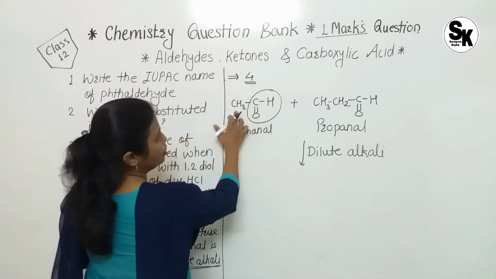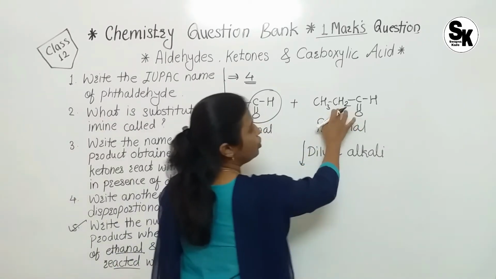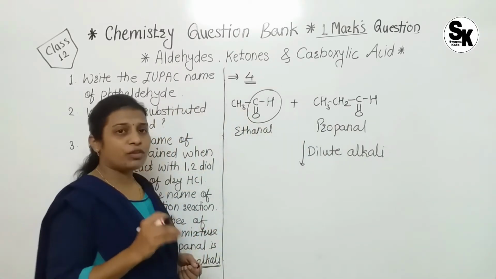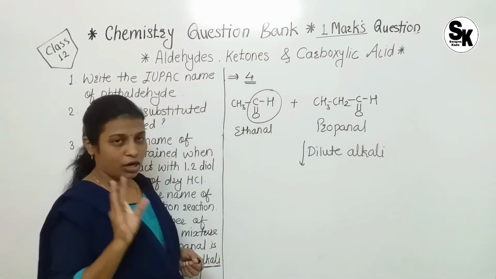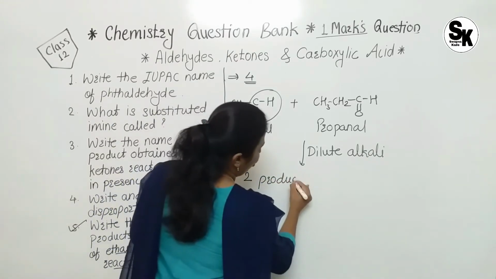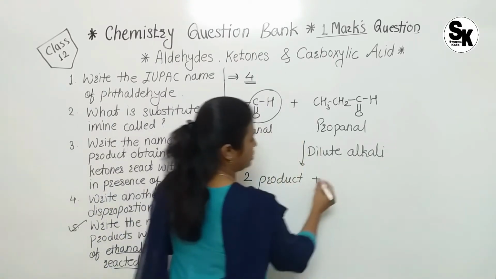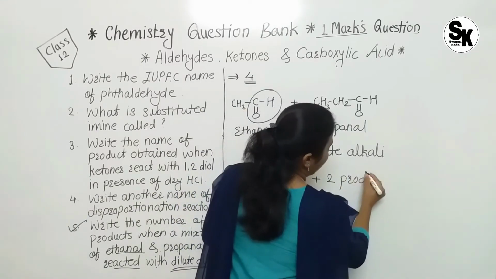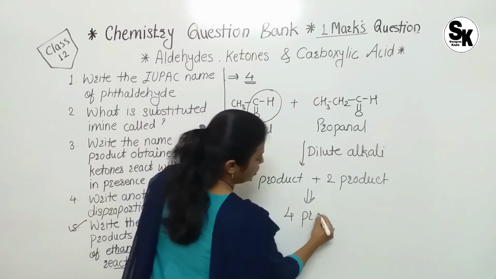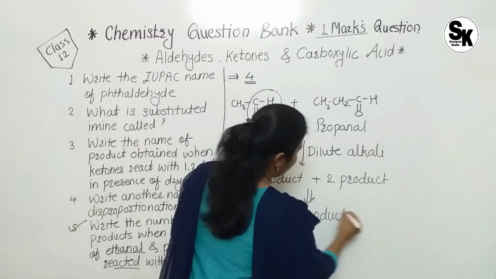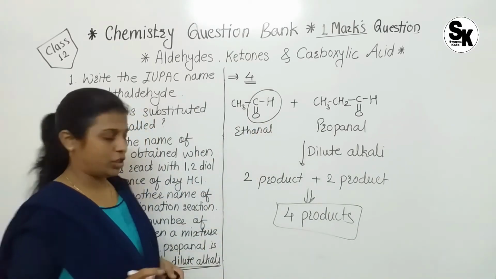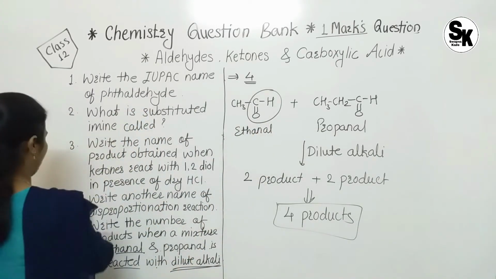See, here there is a presence of an alpha hydrogen, here also an alpha hydrogen. It is treated with dilute alkali. So here if we consider the simple aldol condensation, we will get two products, and by the cross aldol condensation we will get two products. That is nothing but our answer: 4 products will be obtained by the aldol condensation of this ethanal and propanal mixture. So here we have completed that fourth question also.